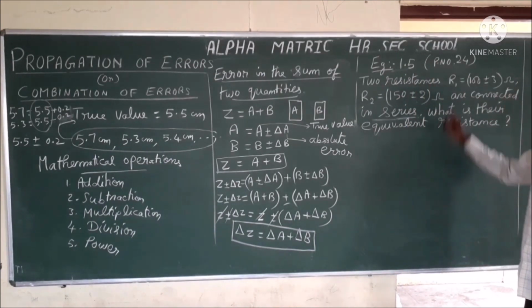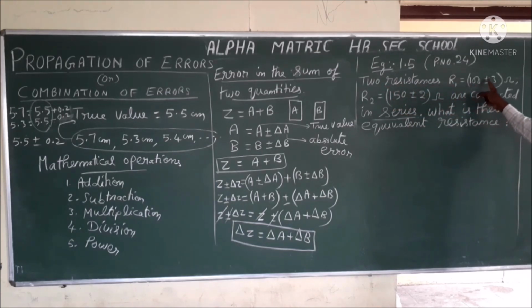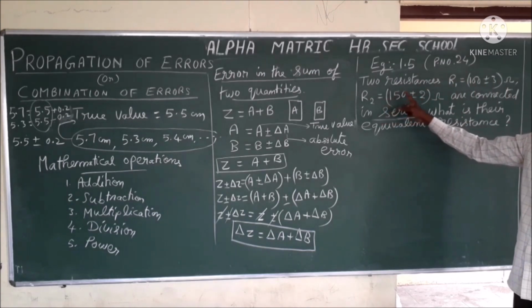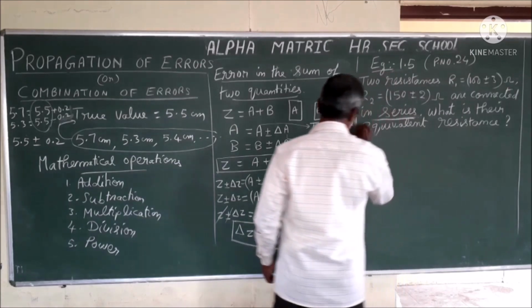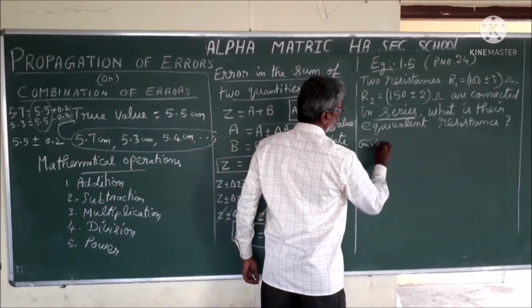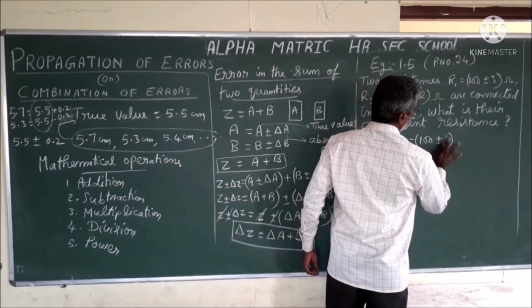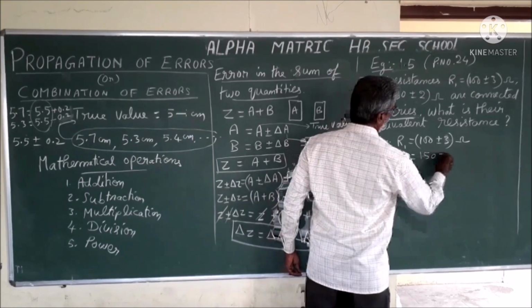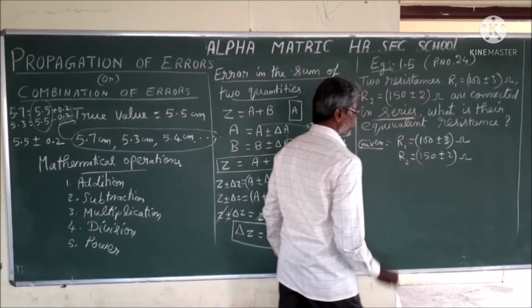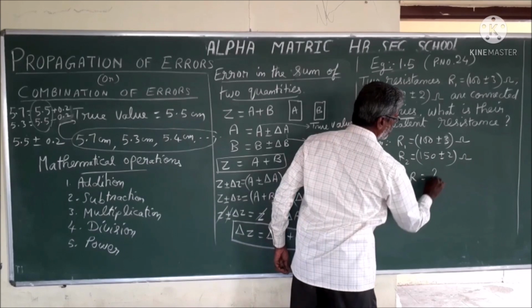It is example 1.5, given on page number 224. Two resistances, R1 is equal to 100 plus or minus 3 ohms, and R2 is equal to 150 plus or minus 2 ohms, are connected in series. What is their equivalent resistance? What is given? R1 is equal to 100 plus or minus 3 ohms. R2 is equal to 150 plus or minus 2 ohms. What are we asked to find? The equivalent resistance, that is R.